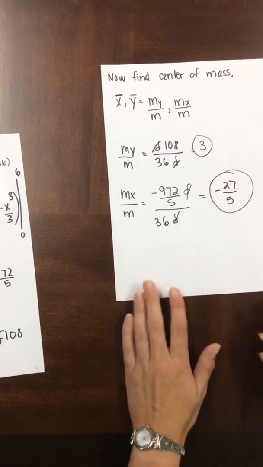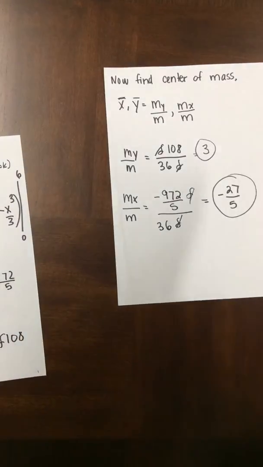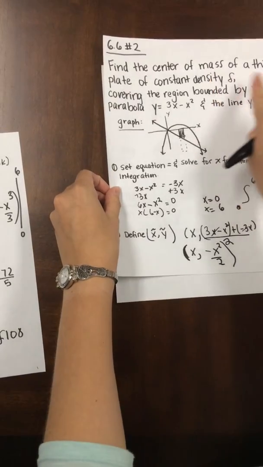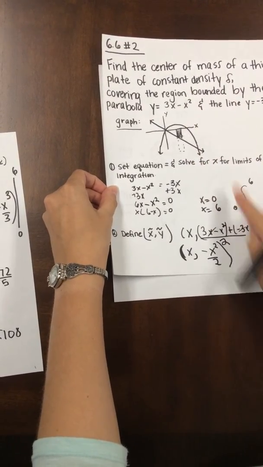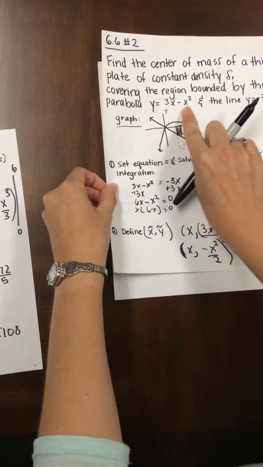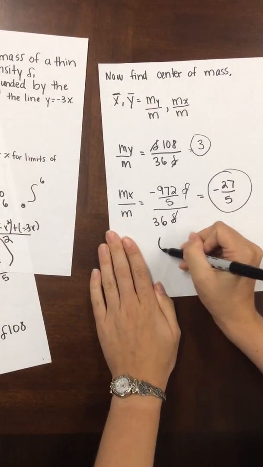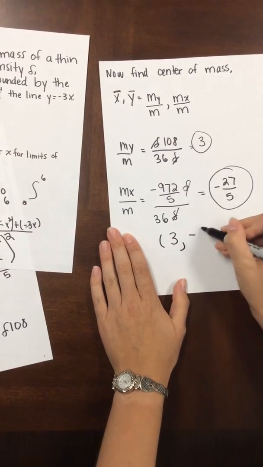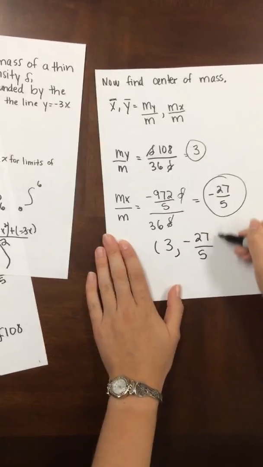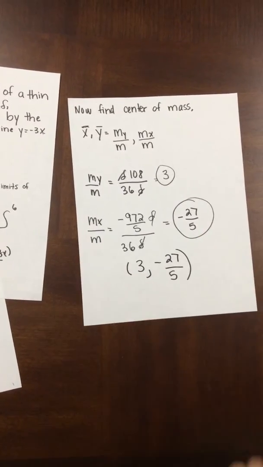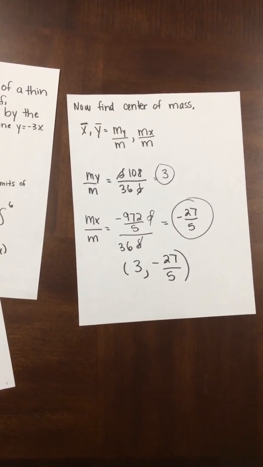So our final answer for finding the center of mass of a thin plate of constant density over the parabola 3x minus x squared and the line minus 3x is, in ordered pair form, 3, negative 27 fifths for x and y. And that's how you solve problem number 2 from section 6.6.